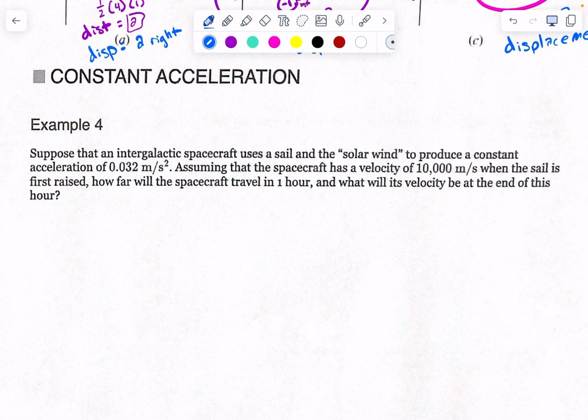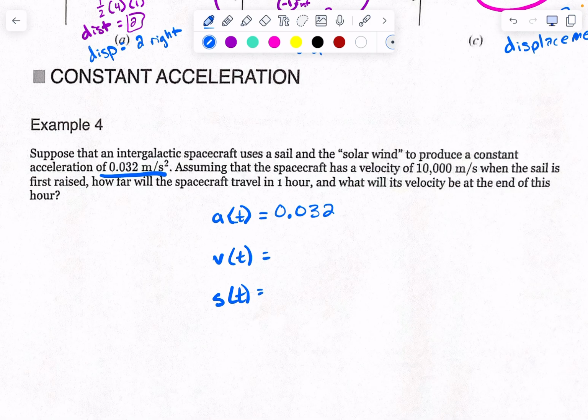Suppose that an intergalactic spacecraft uses a sail and the solar wind to produce a constant acceleration. Okay, so I'm going to say a of t, acceleration, is equal to 0.032 meters per second. We'll just leave the label off for now. Now, they're going to ask me some velocity questions, and some position function questions.